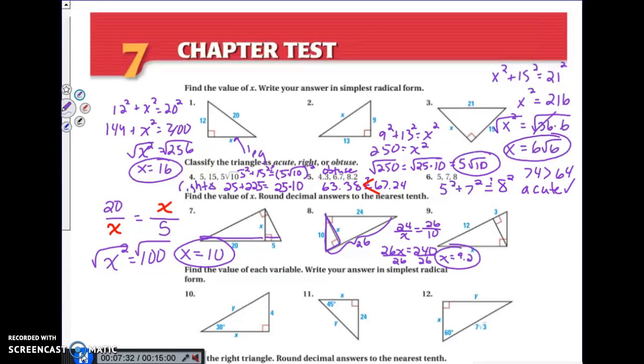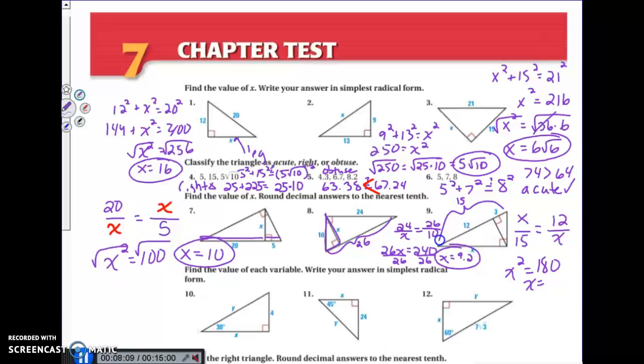Again, I recognized the relationships and discovered that I needed to add these together and get 15 because I need that long hypotenuse. And then the ratio I set up was long leg over hypotenuse of the big triangle, and then long leg over hypotenuse of the medium triangle. And then I have x squared equals 180. And so I got x equals 13.4.